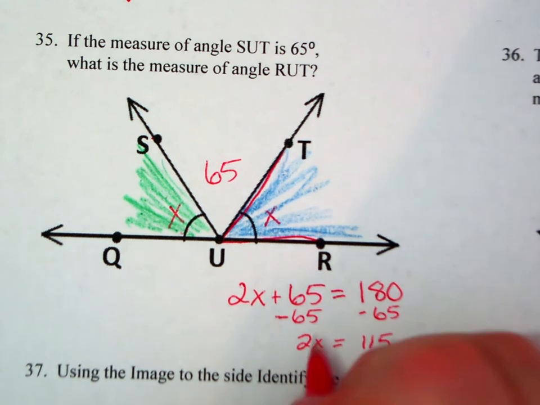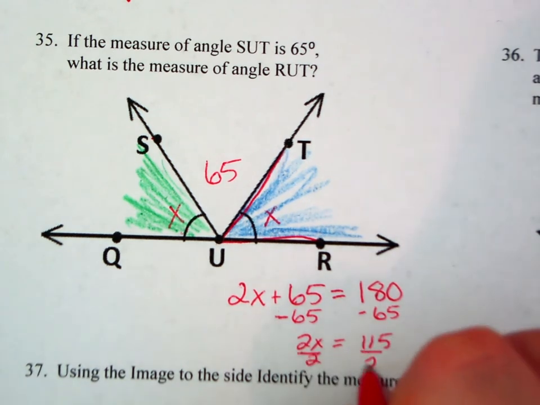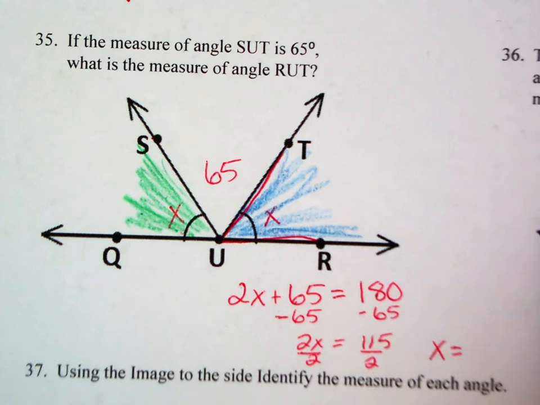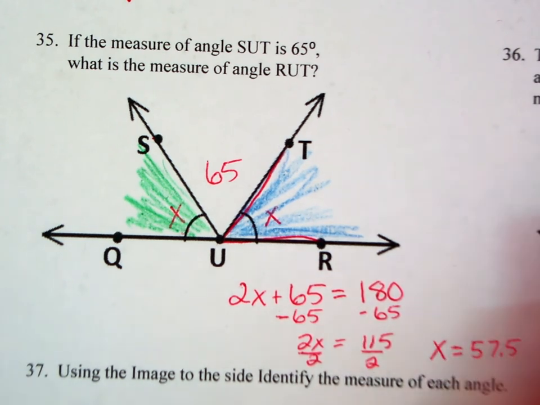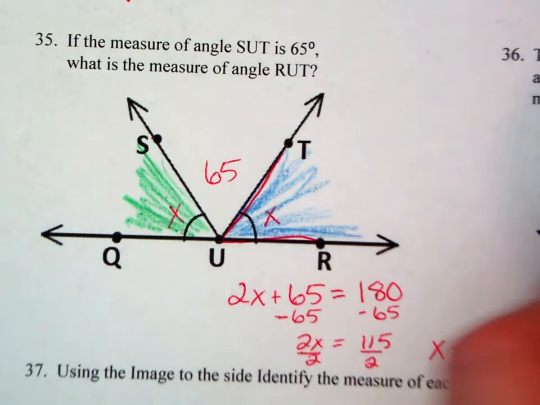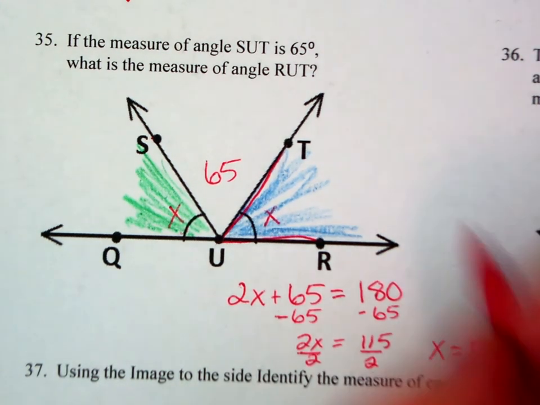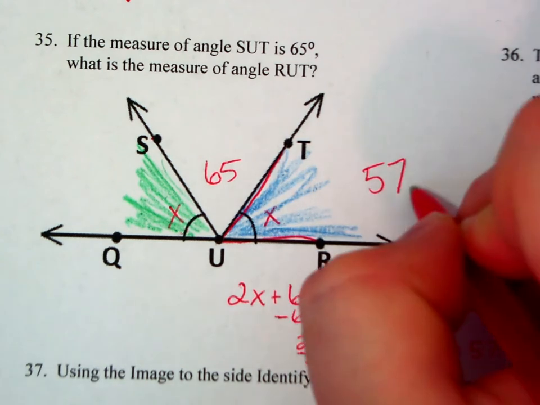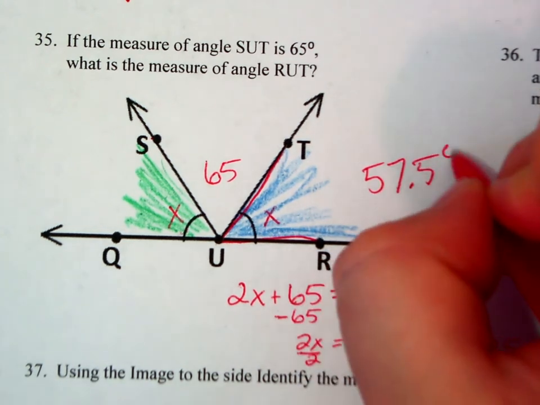115 divided by 2 would give me an x value of 57.5. And since my x value represents the measure of my angle, the angle is also 57.5 degrees.